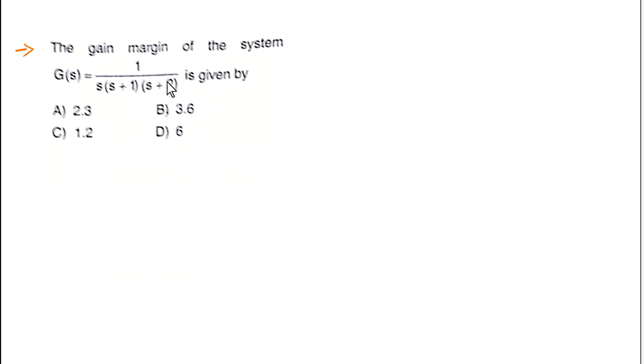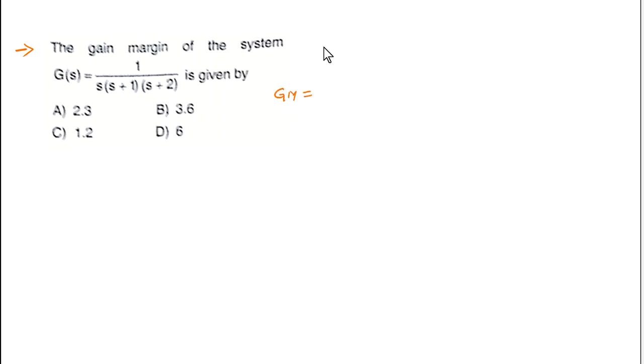In this question, the gain margin of the system G of S is equal to 1 by S into S plus 1 into S plus 2 is asked. So there are two ways you can solve this problem. Generally I use the formula here. So what is the formula for the gain margin here? Let's note down this gain margin formula.